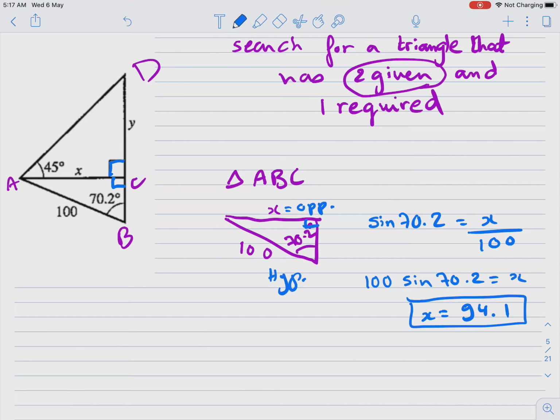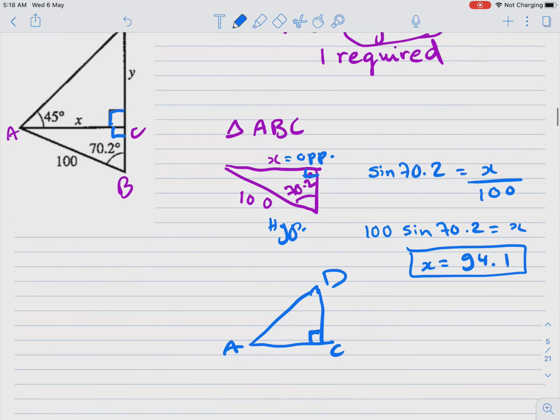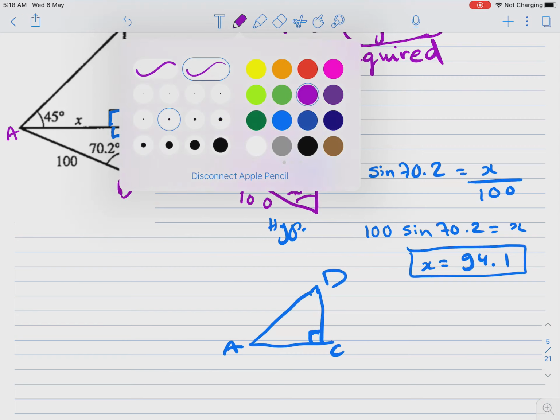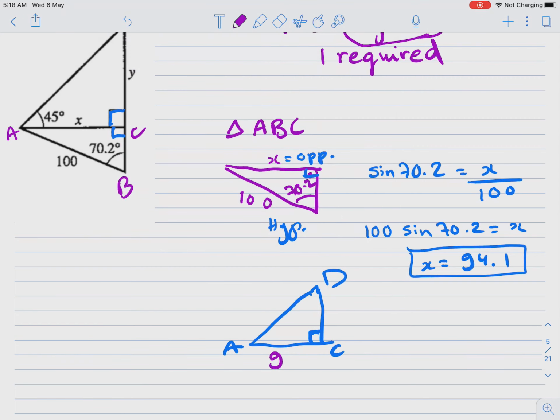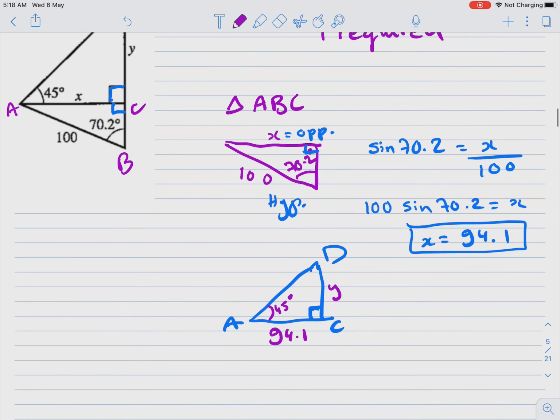Now I will move to triangle ACD. Notice that I already found x, so I can now use the x that I found, which is 94.1, and the 45 degrees to find the y. So how to find now the y?